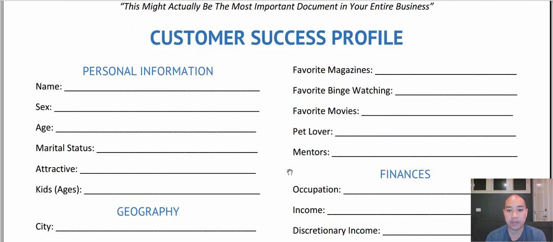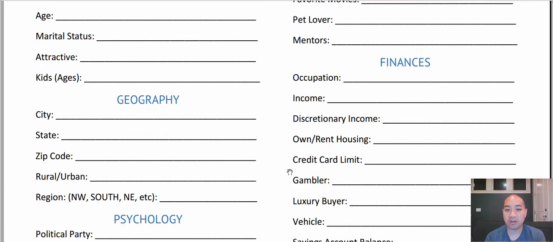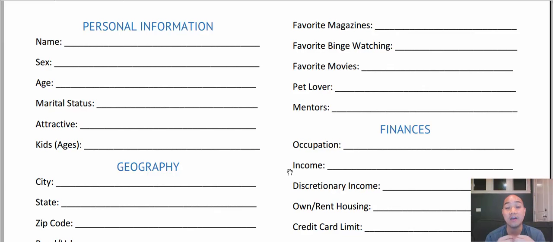Scrolling back up here, favorite magazines, favorite binge watching, movies, those are all kind of the same thing as the books. Are they a pet lover? I find that people that own pets treat them like children. And I've had my fair share of pets in my day, and I will totally agree with that. They become part of the family, and it's just the way it is. And understanding that, then maybe you can really get a bigger picture of who it is you're talking to.